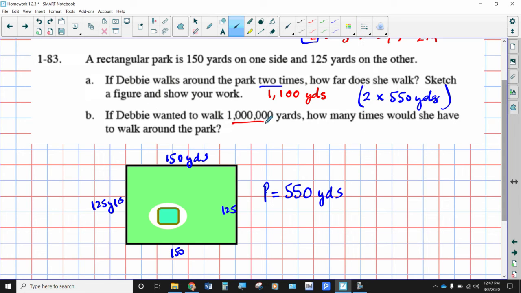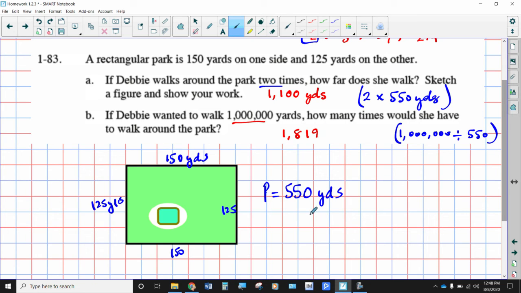So now, if she wants to walk 1 million yards, how many times would she have to walk around this? Well, every 1 time is 550 yards, so we're trying to figure out how many 550s can we fit into a million. So this becomes 1 million divided by 550. And the answer ends up being a repeating decimal, which is like 1,818 point and so on.